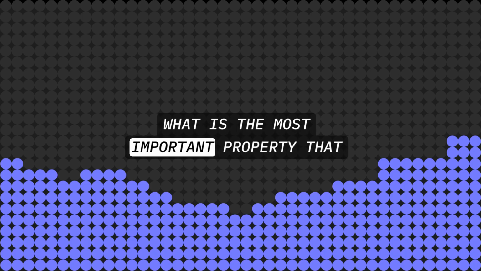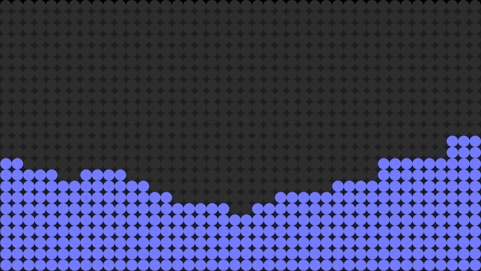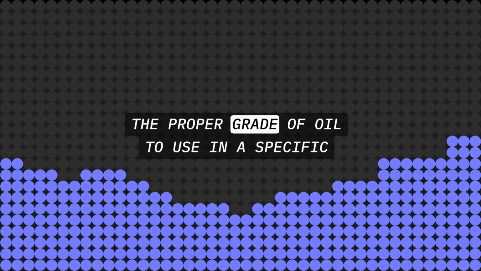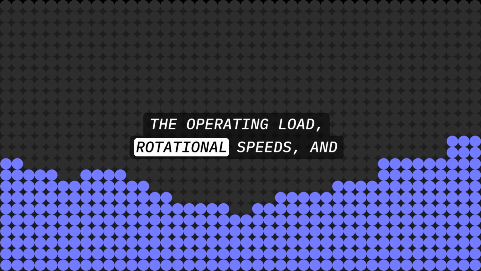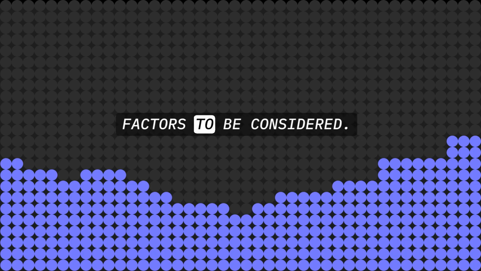What is the most important property that aircraft reciprocating engine oil must possess? Viscosity. What factors must be considered in determining the proper grade of oil to use in a specific engine? The operating load, rotational speeds, and operating temperatures are the most important factors to be considered.